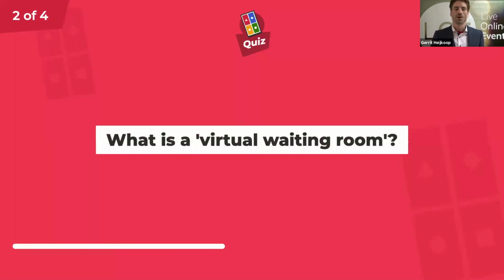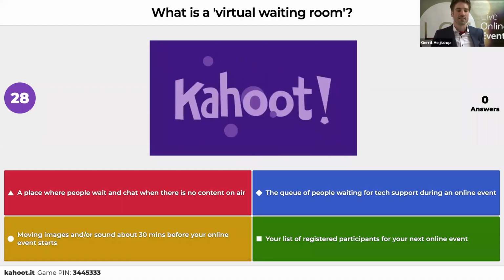Hands on the buttons. What is a virtual waiting room? Is that red, a place where people wait and chat when there's no content on air? Or is it blue, the queue of people waiting for tech support during an online event? Is it yellow, moving images and or sound about 30 minutes before your online event starts? Or is it green, your list of registered participants for your next online event? 10 seconds left to answer.